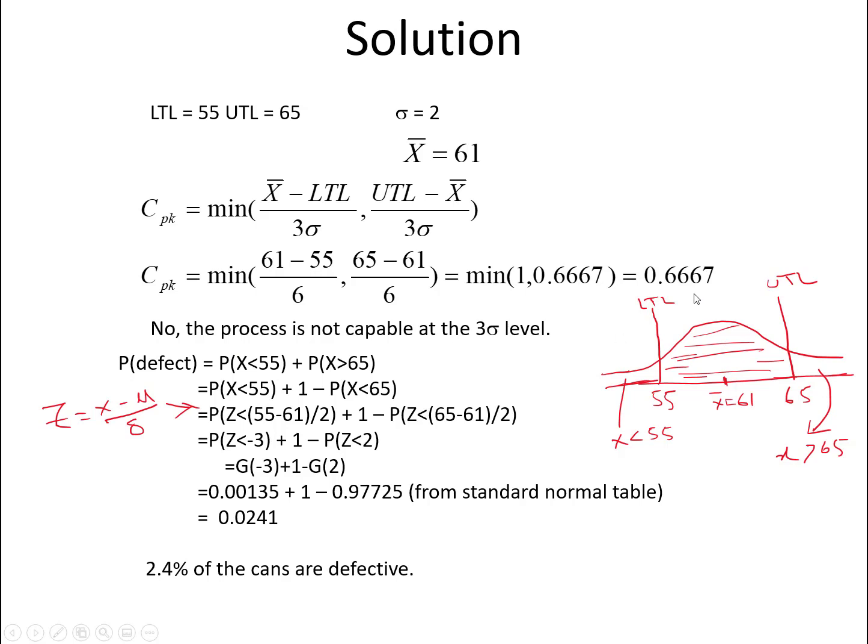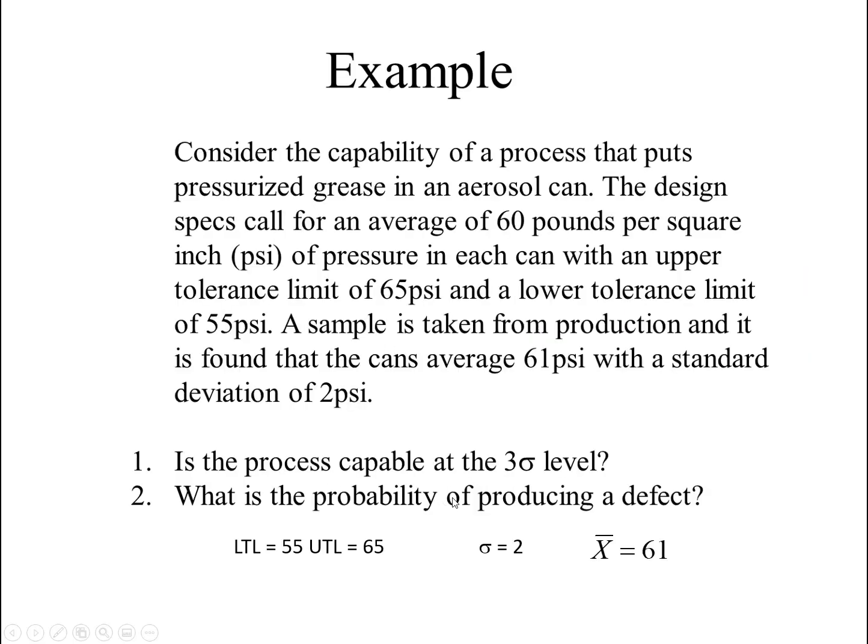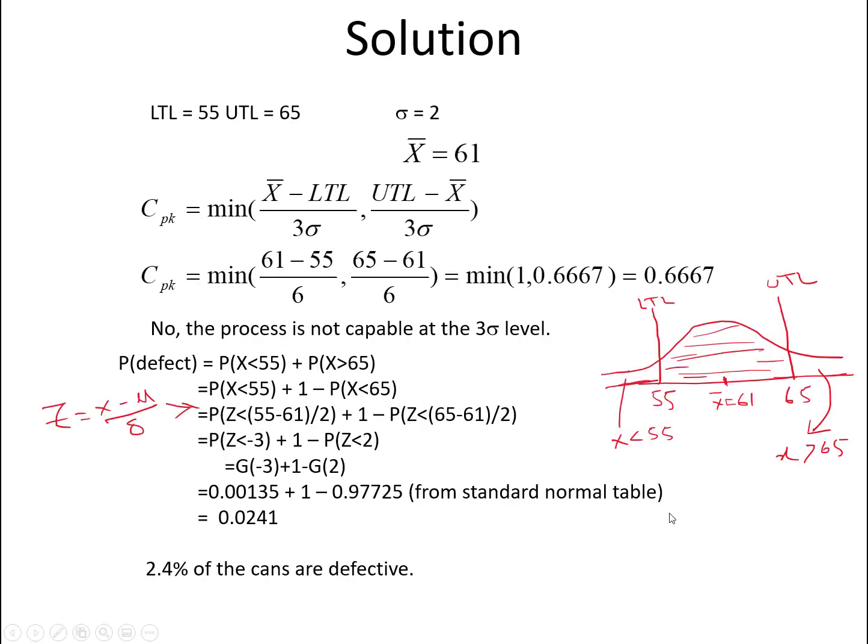So the process is not capable because the Cpk value is less than 0.667. Now the second question is, what is the probability of producing a defect? Now we want to calculate the defect probability. If you understand the basic concept of normal distribution, you will be able to find this defective probability.